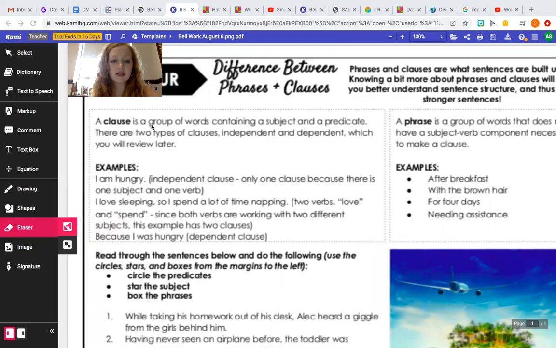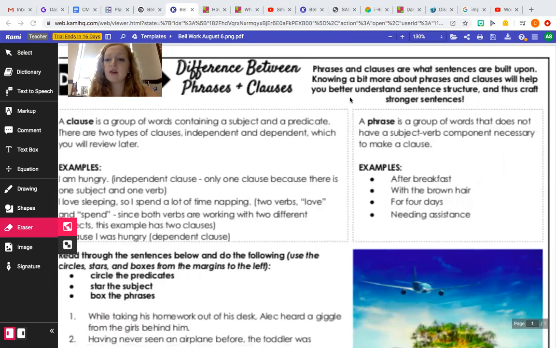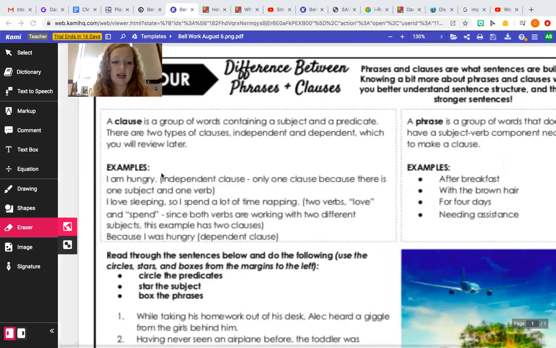A clause is a group of words containing a subject and a predicate. So you have learned before that a subject has a noun or a noun phrase in it, or a type of pronoun or proper noun. A predicate is the part that has your verb in it, okay? So there are two types of clauses, independent and dependent, and we'll talk about those later. Let's look at some examples first.